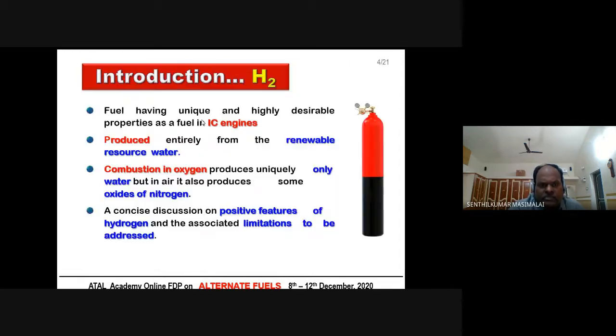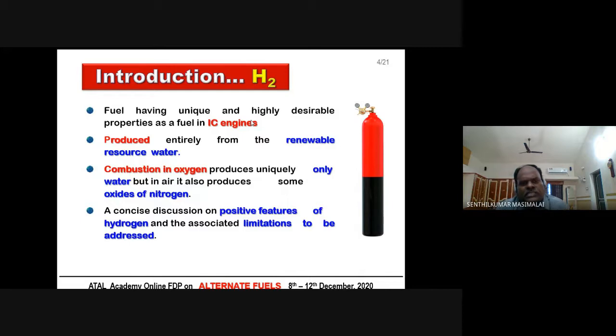Okay, now let us start with the introduction to hydrogen. We know very well about hydrogen. Hydrogen is generally produced from the renewable source, water. Water is renewable and available in plenty. We can easily produce hydrogen from water by the process called electrolysis.